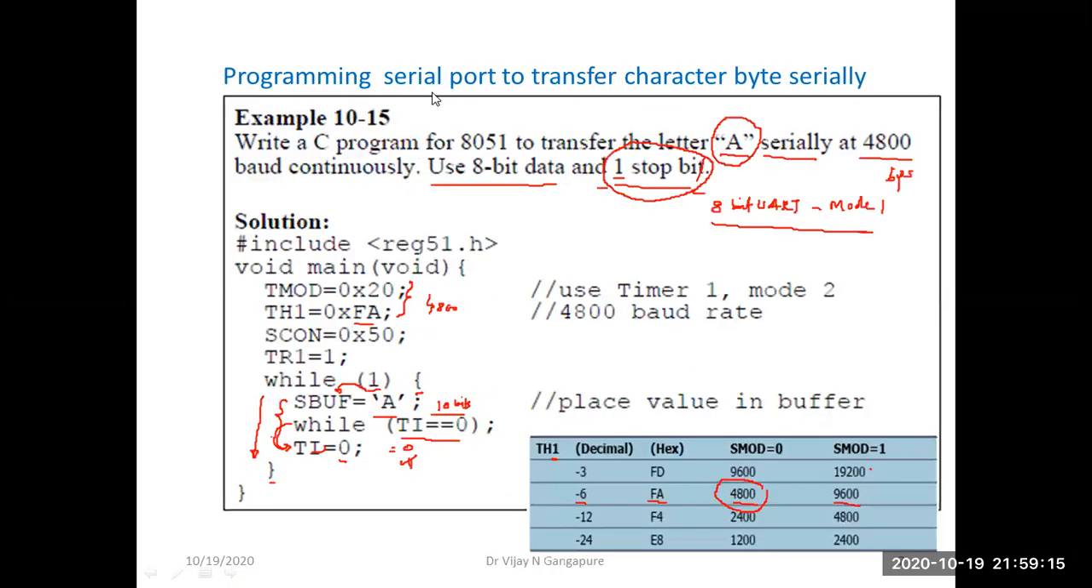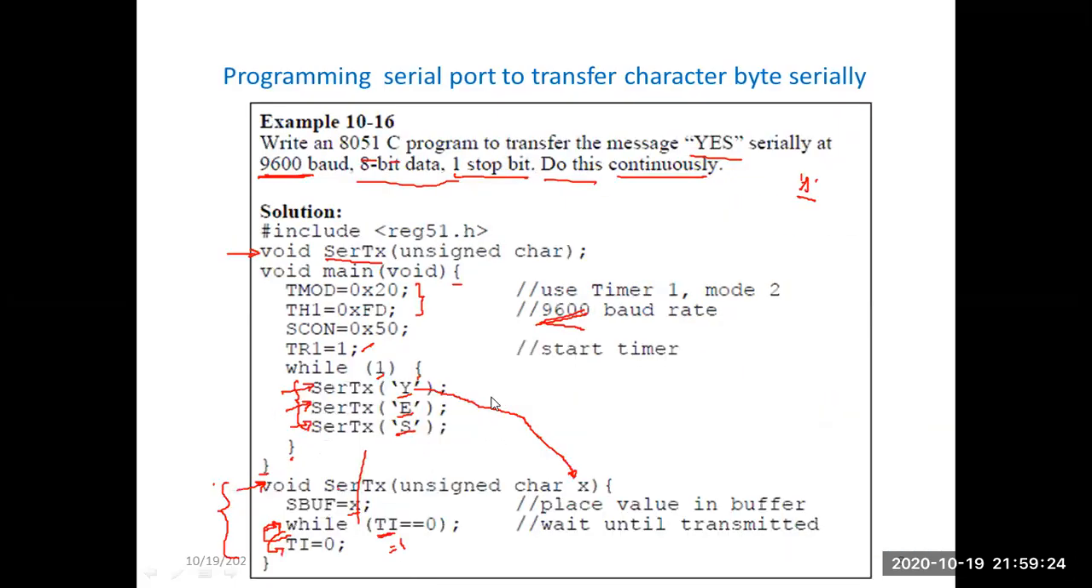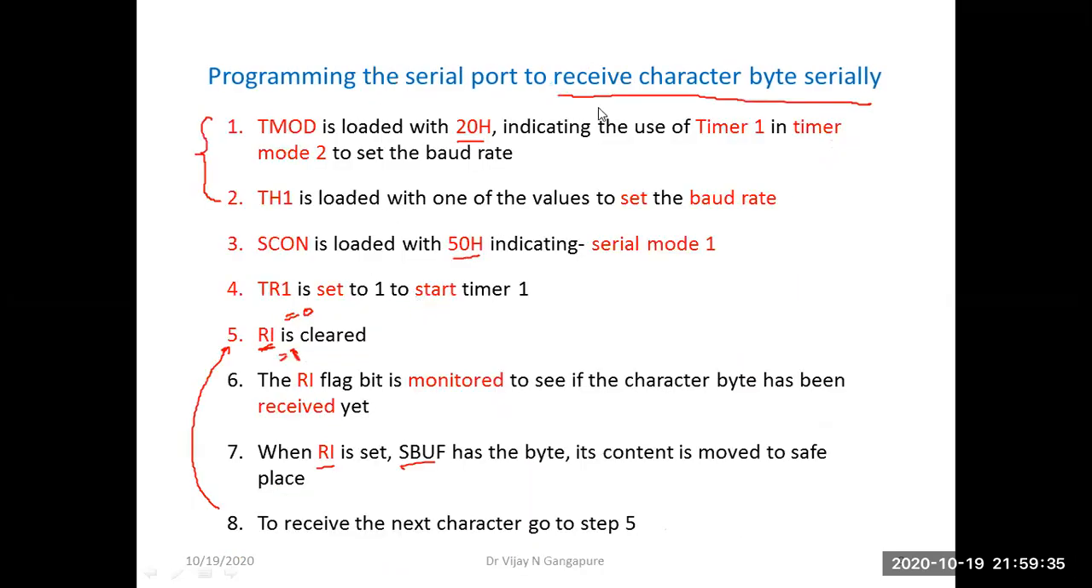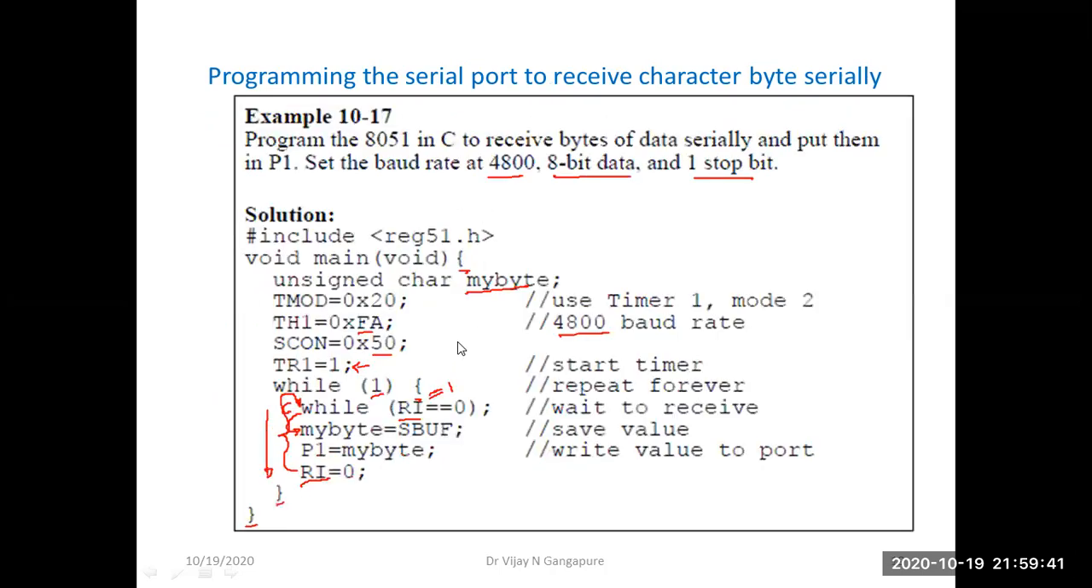After that, we studied how to transmit a single character continuously with a particular baud rate in this program. Then we also studied how to transmit a single message continuously with a particular baud rate. Then we studied the steps involving reception of a character byte serially. Then we studied how to receive bytes of data serially with a particular baud rate.